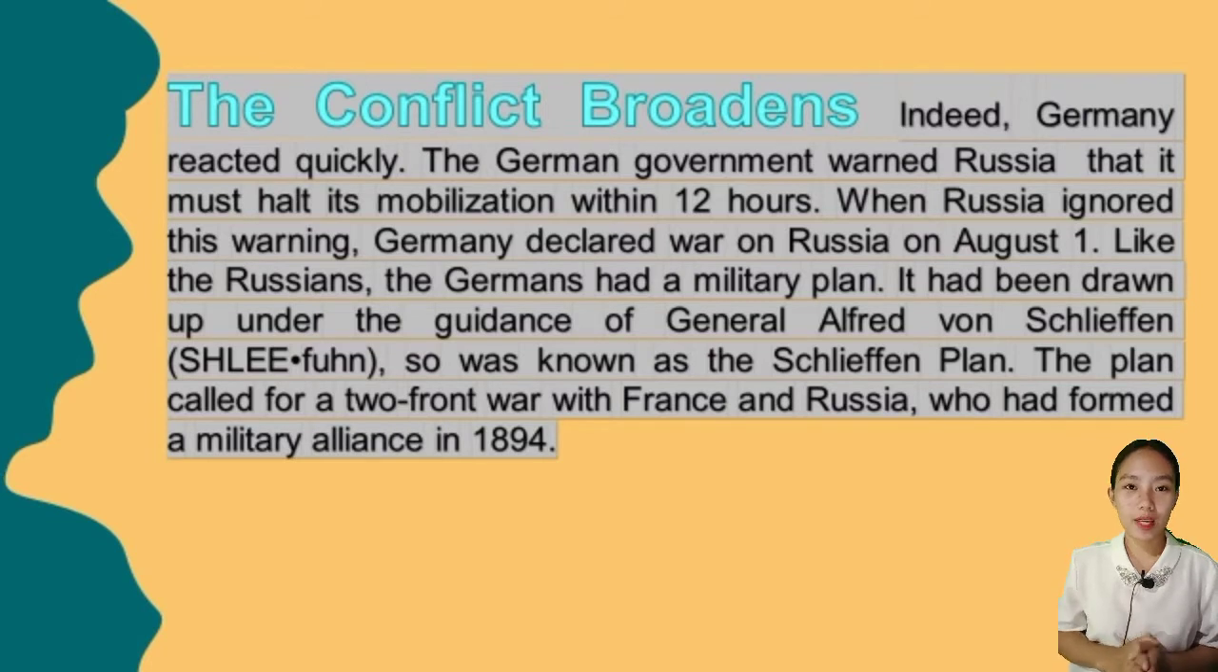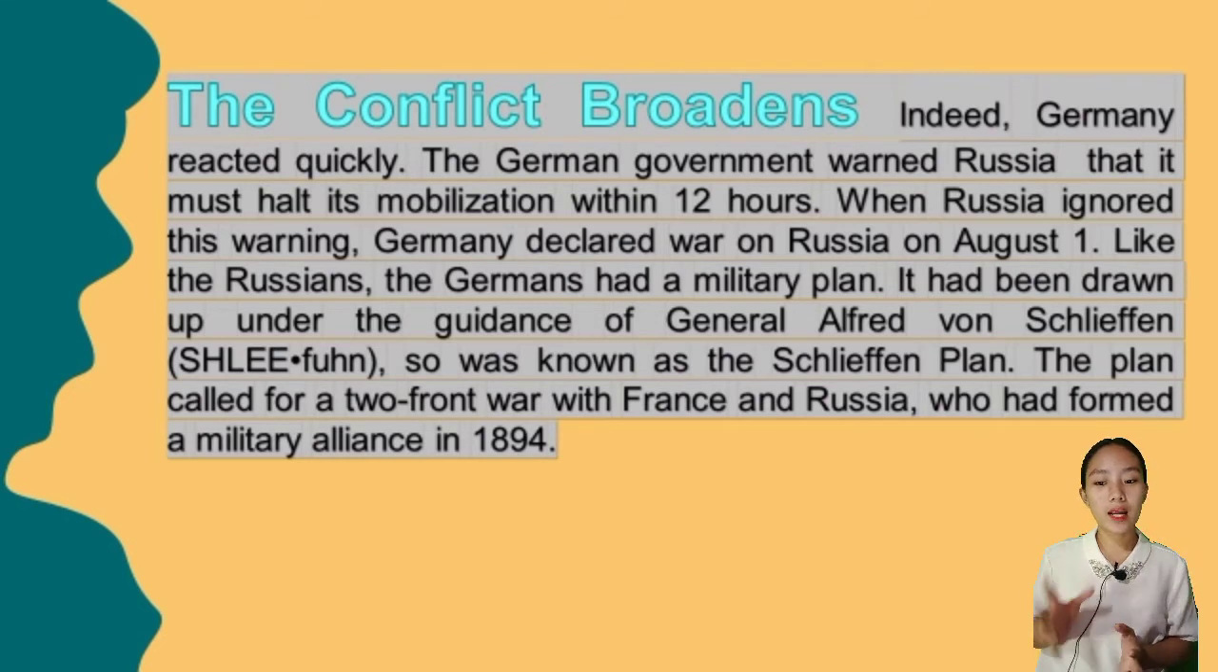The conflict broadens. Indeed, Germany reacted quickly. The German government warned Russia that it must halt its mobilization within 12 hours. When Russia ignored the warning, Germany declared war on Russia on August 1. Like the Russians, the Germans had a military plan. It had been drawn up under the guidance of General Alfred von Schlieffen, so it was known as the Schlieffen Plan. The plan anticipated a two-front war with France and Russia, who had formed a military alliance in 1894.